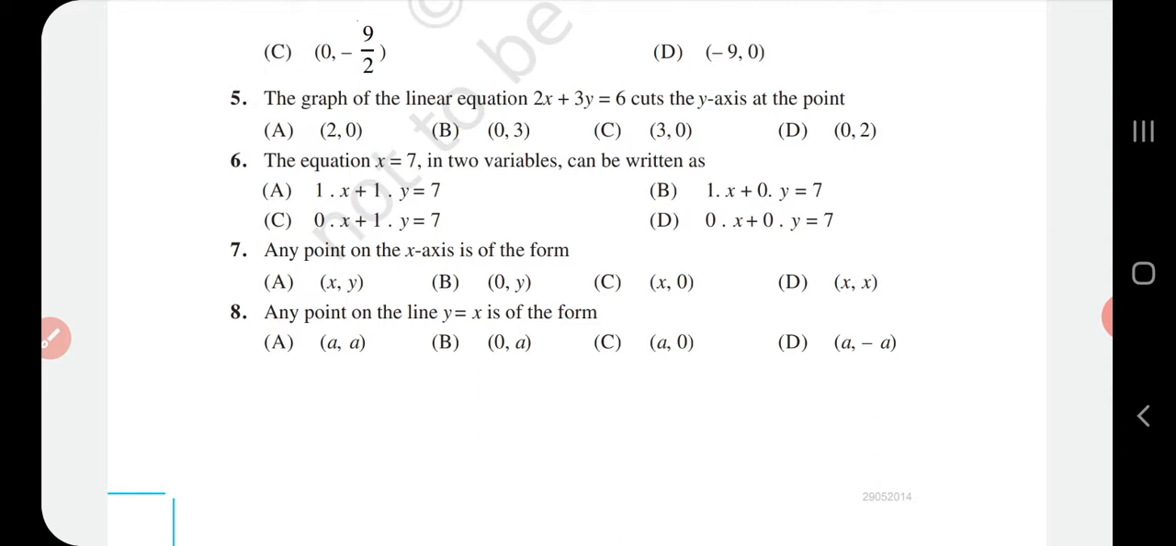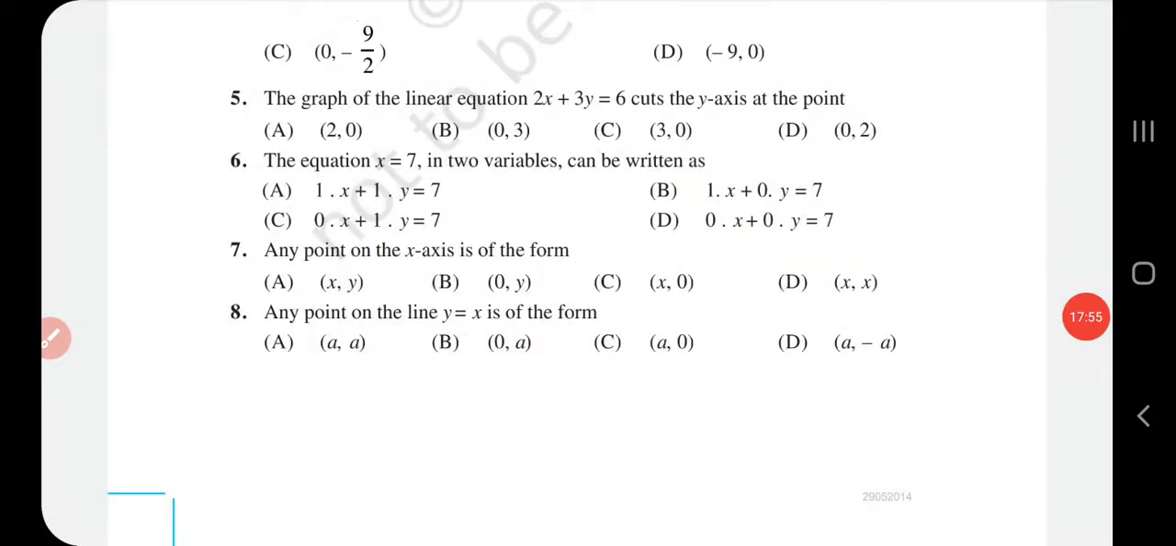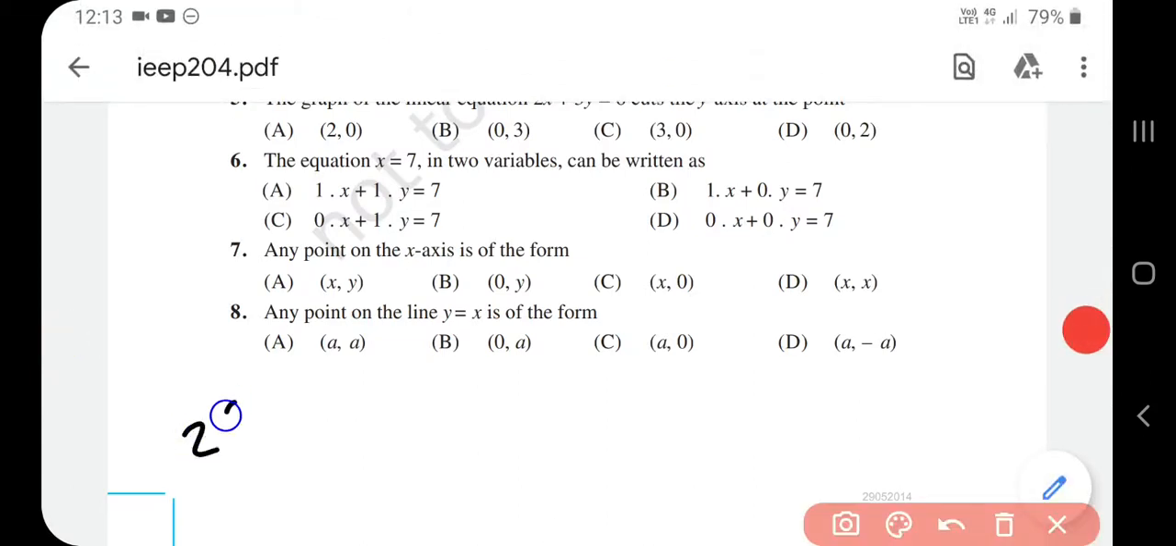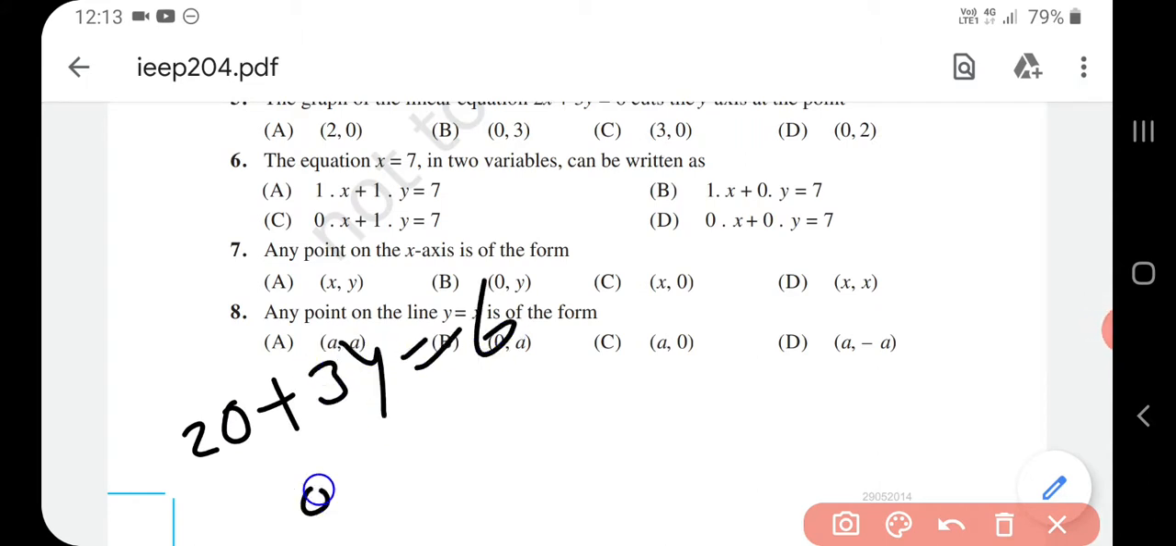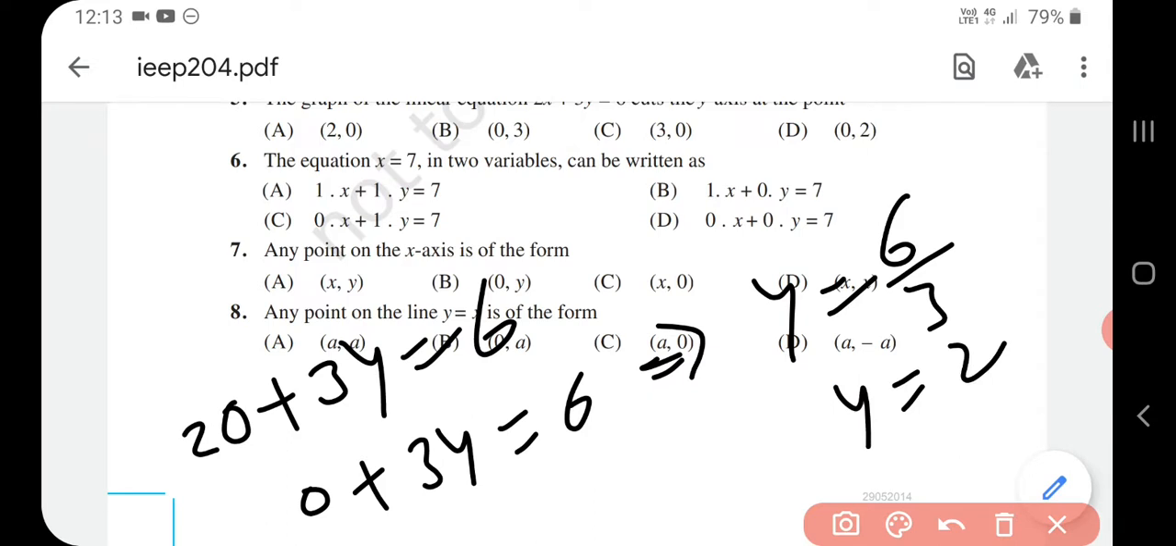So when we want to find this question, first of all putting x is equal to 0. हम इस इक्वेशन में क्या करेंगे? x की वैल्यू क्या रख देंगे बच्चों? 0 रख देंगे. So we can easily find the value of y. So if you put x is equal to 0, so 2 into 0 plus 3 into y is equal to 6. So 0 plus 3y is equal to 6. So y is equal to 6/3, that is 2. Okay, y की वैल्यू 2 आ गई.